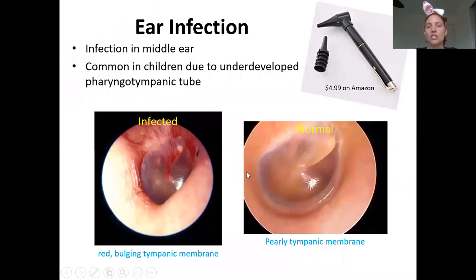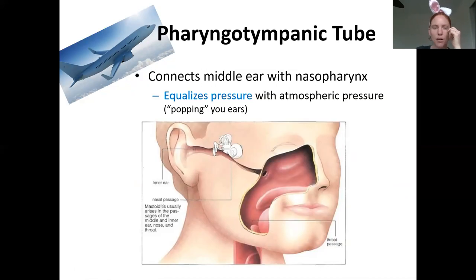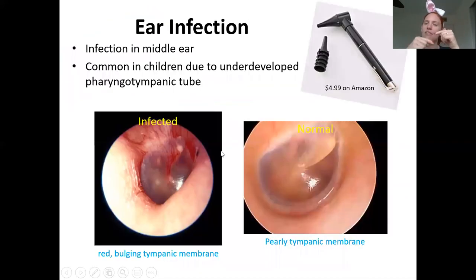And that's why in children, when they have a very small pharyngotympanic tube that's not fully developed yet, sometimes you can get a backup of fluid in that middle ear right there, and that fluid can become infected, and that's how you can get ear infections.